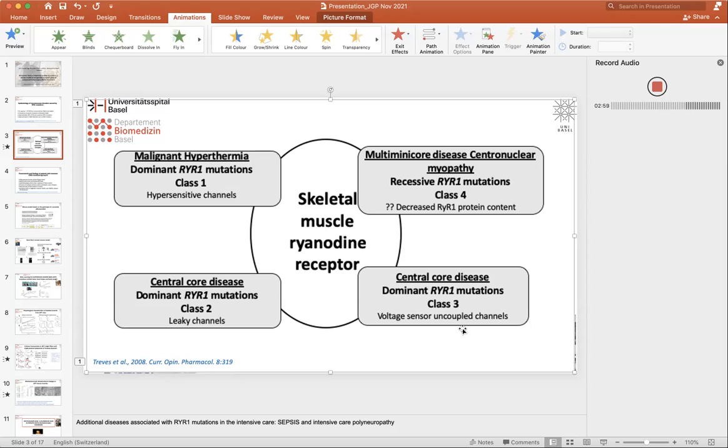Then you have those other disorders, which are due to recessively inherited mutations, of which the most common is multi-mini core disease, central nuclear myopathy, and congenital fiber type disproportions. So this is what we call the class 4 mutations. They're recessively inherited. And one of the common things that is noted is that the patients have a decreased amount of myanogen receptor protein in their muscle biopsy. So if you do a Western blot, you'll see that there's less myanogen receptor present.